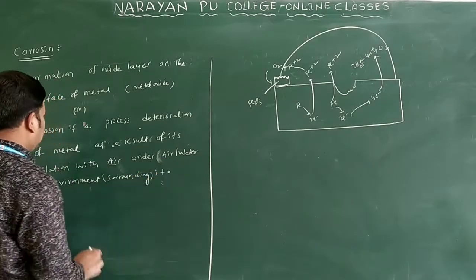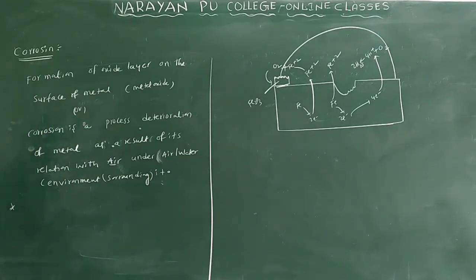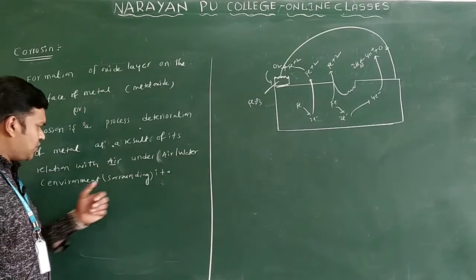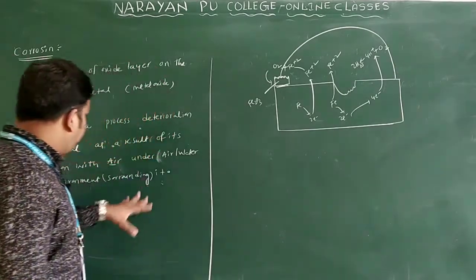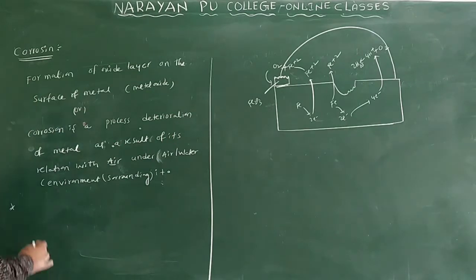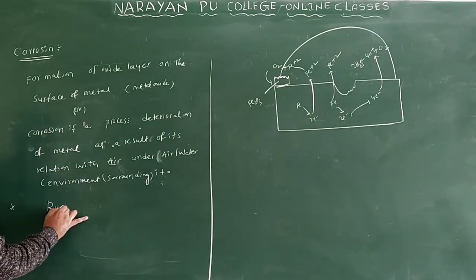or water. That means we can take the air environment from the surrounding area. So corrosion is a process of deterioration, that is, oxidation of the metal as a result of its reaction with air, or it can take the water from the environment surrounding it. So this is the definition of corrosion. I am taking an example here: rusting of iron.